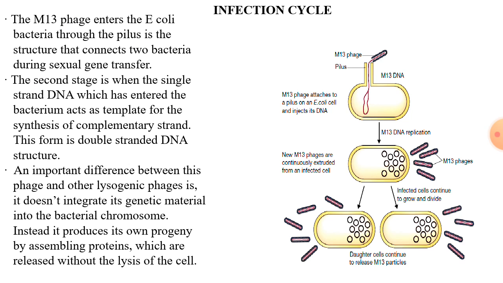Now the infection cycle of another virus, known as the M13 virus. This virus is of great importance in genetic engineering, as it does not cause lysis of the bacterial cell, and it has only one mode of cycle and does not require another mode of cycle for its propagation. This enters the E. coli through the pilus.